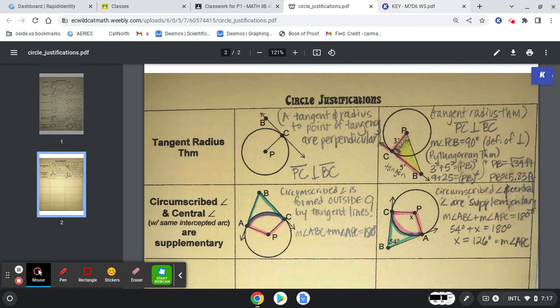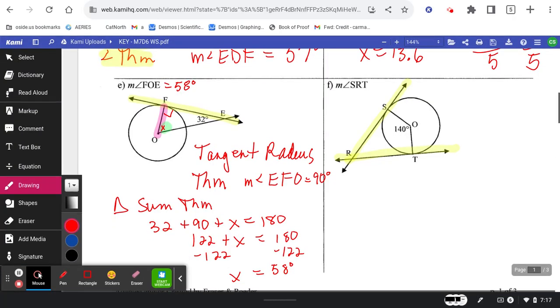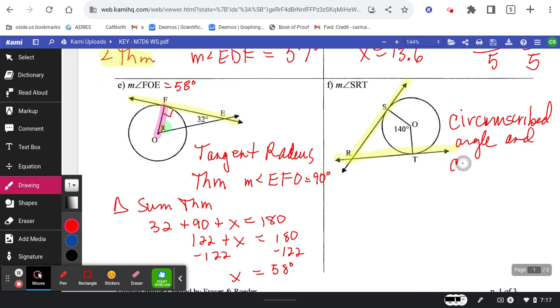So what's the rule for this? The central angle and that new circumscribed angle outside are supplementary. Circumscribed angle and central angle are supplementary. So we say circumscribed angle and central angle are supplementary. Okay, so I'm going for this one, measure of angle SRT. So X, my circumscribed angle, and 140, my central angle, are supplementary.